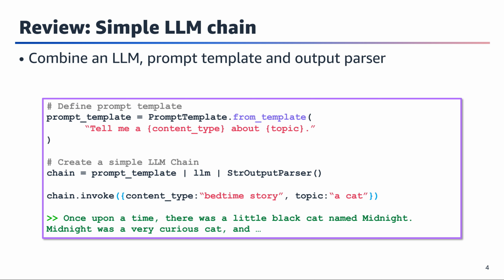The example demonstrates invoking this chain with specific parameters, requesting a bedtime story about a cat. The green text shows the beginning of the generated response, which appropriately starts with "once upon a time" and introduces a character named Midnight. This pattern illustrates how LangChain enables clean, modular design when working with language models, allowing professionals to create reusable components that can be assembled into more complex applications.